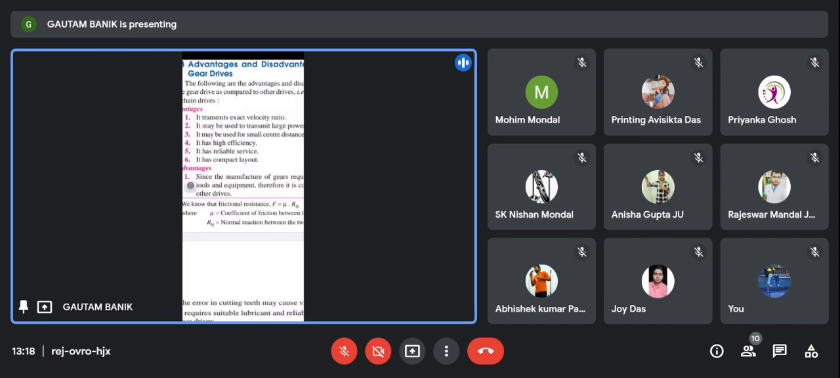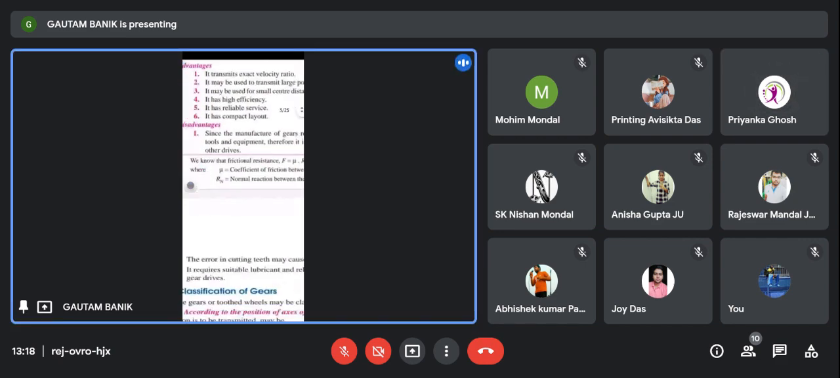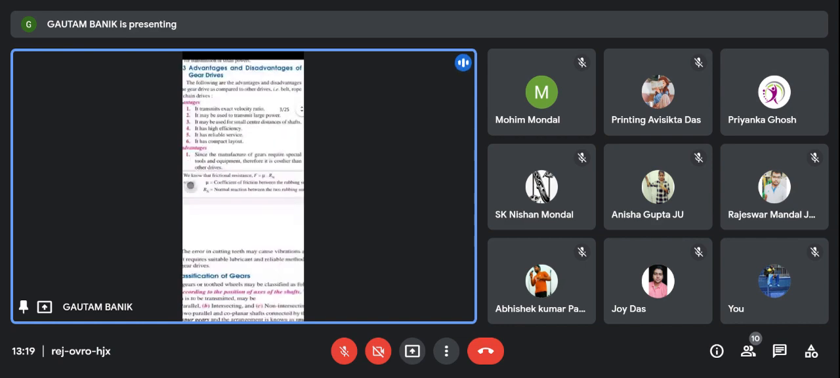Efficiency will be high, and it has reliable service. You can rely on the gear drive when you are driving the car. There is first gear, second gear, and third gear, and there is no alteration in the motion, so you can rely on this gear. And it has a compact layout, very compact in this part.